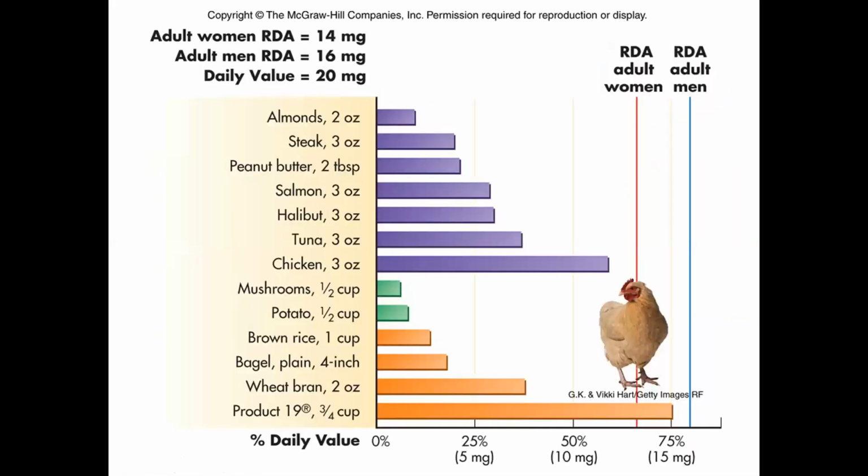Here are our food sources. A lot of different foods, right? Almonds, peanut butter, so different types of nuts and fish, and chicken's a really good source. Potatoes a little bit, and then all of our enriched grain products, our fortified cereals. Fairly prevalent in our diet.